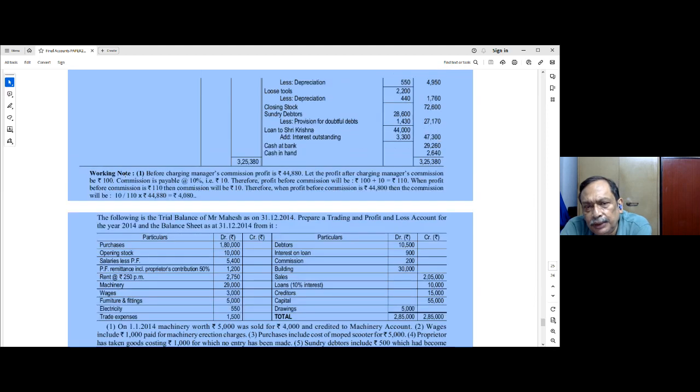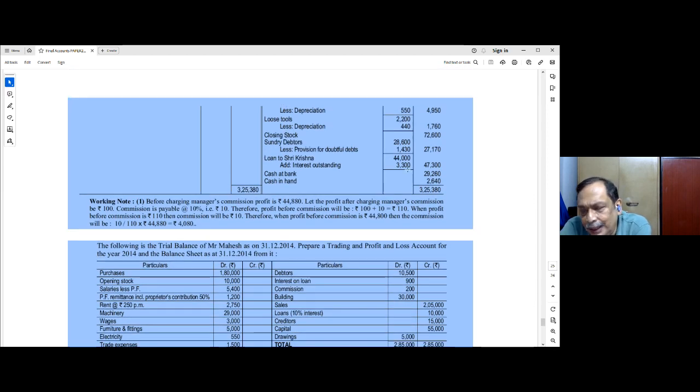Before charging manager's commission, credit minus debit in the PL, the profit is 44,880. Let the profit after charging manager's commission be rupees 100. Commission is payable at the rate 10%, that is rupees 10. Therefore, profit before commission will be 100 plus 10, that is 110. When profit before commission is rupees 110, the commission will be rupees 10.